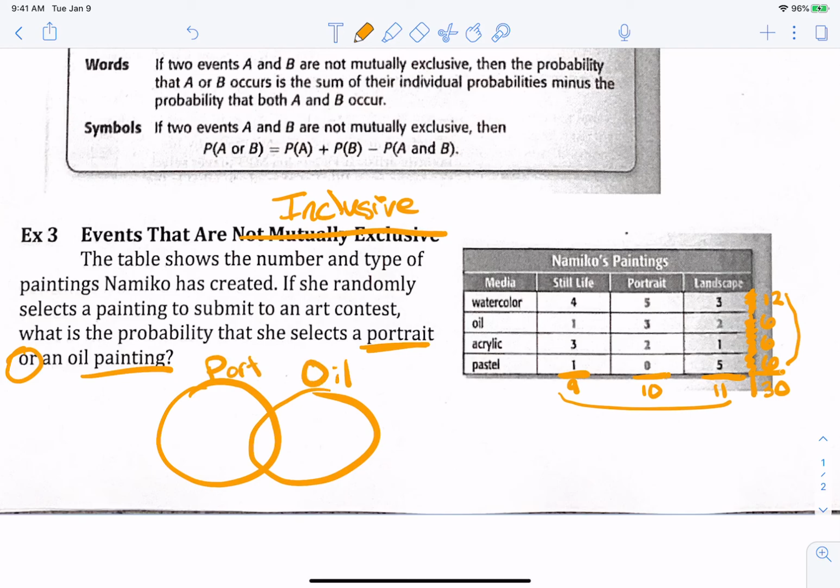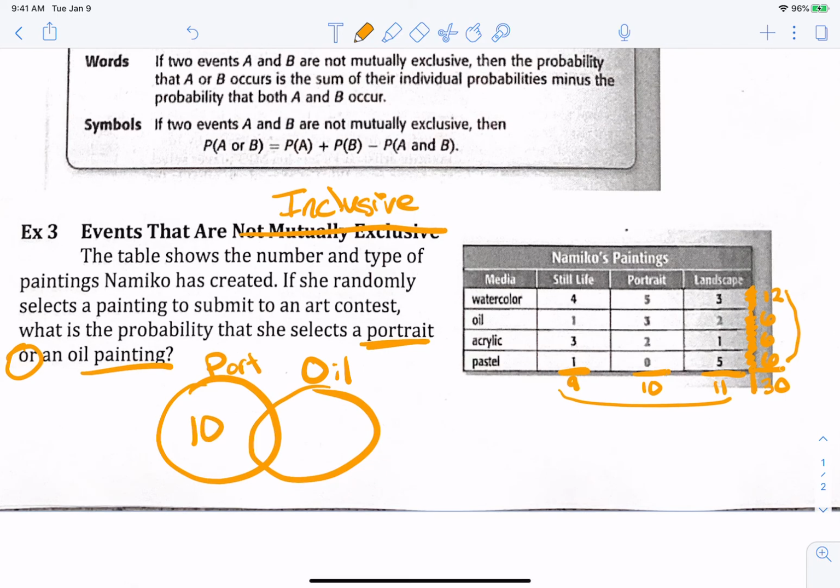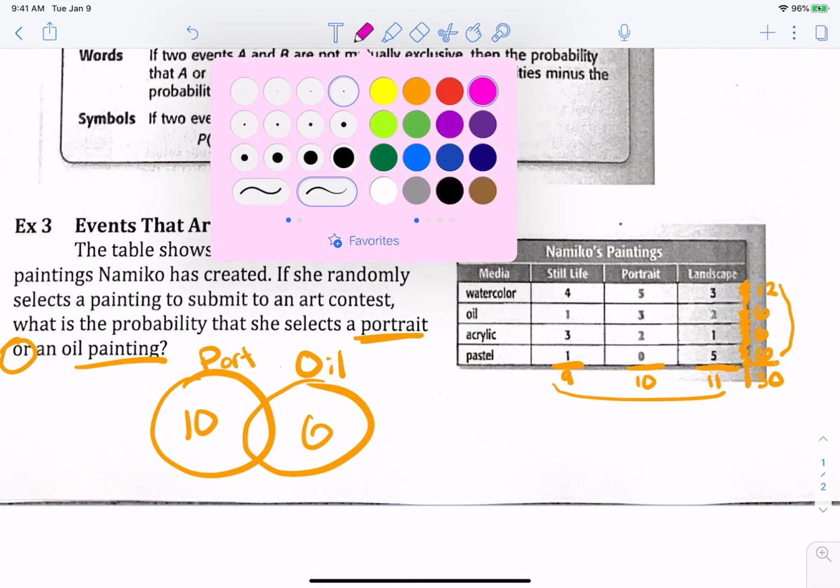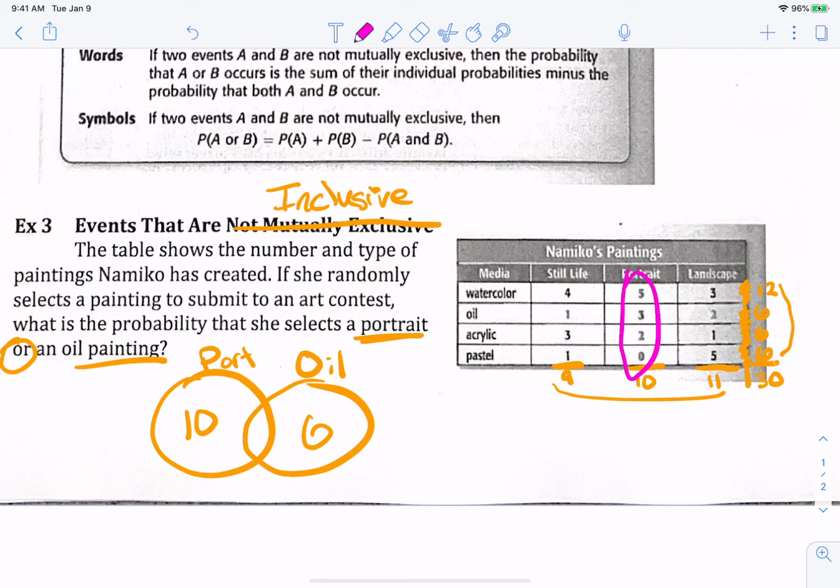Now how many portraits are there? 10. How many oil paintings are there? 6. I'll do these. There are 10 of them, and then 3 in the middle. Oil, there are 6 of them. And how many are both? 3. That's this little guy where he overlaps. So it's 10 plus 6 minus 3.